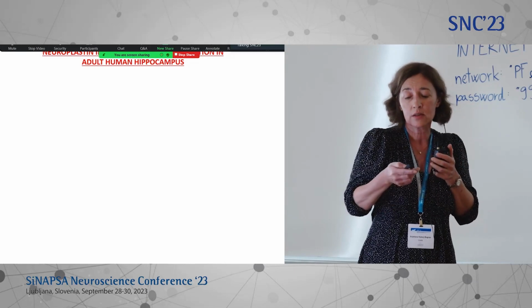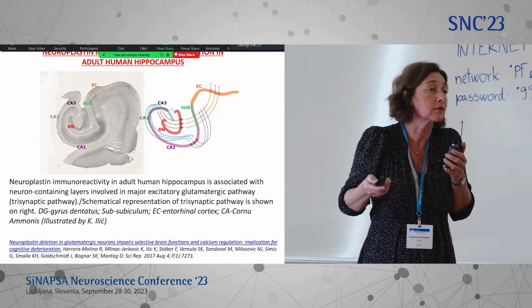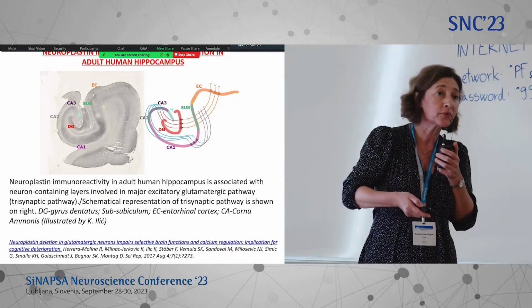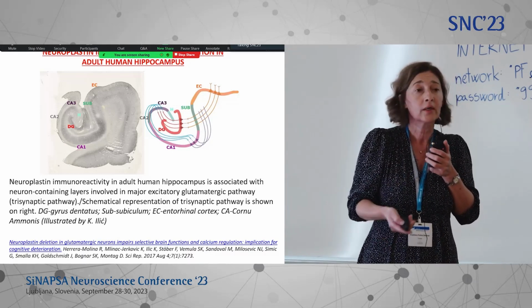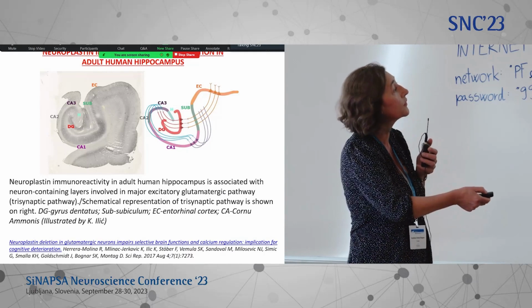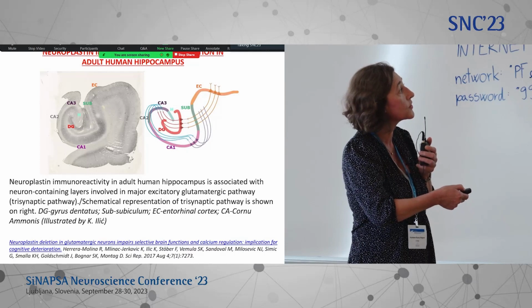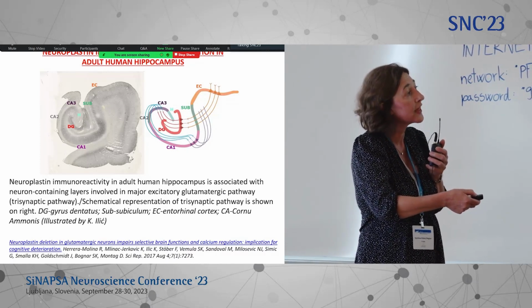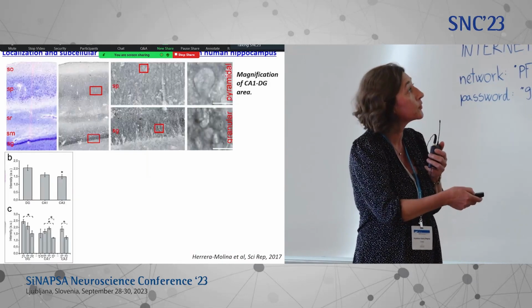in the brain. So then we made this expression analysis by just using classical immunohistochemical methods, and we focused to the hippocampal tissue, of course, because this is the site of the processes of learning and memory. And what we have shown is that neuroplastin immunoreactivity in adult human hippocampus is associated with all those layers which are important for the excitatory glutamatergic pathway, which we call trisynaptic pathway.